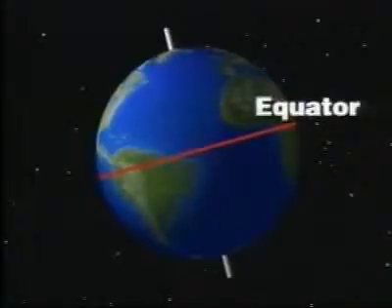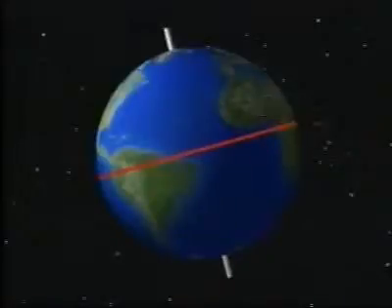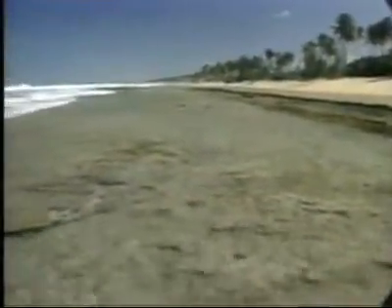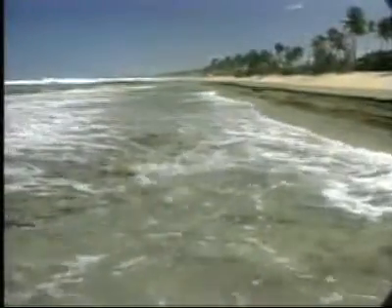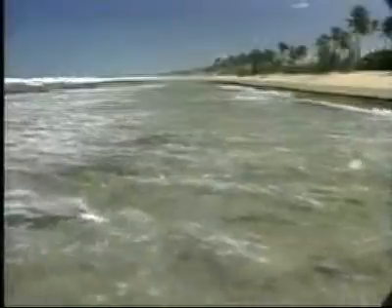The first one is the equator. Places located near the equator receive large amounts of sunlight all year round and are warmer than other places on Earth.